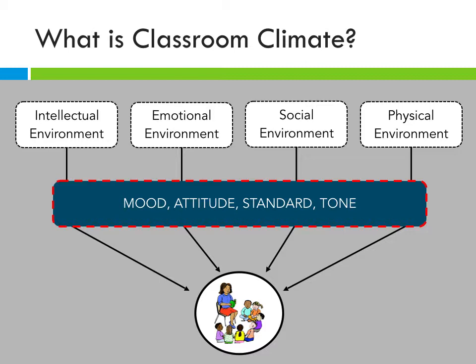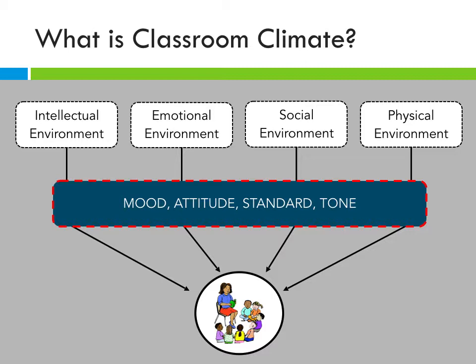Next is the social environment, and this is twofold. It looks at how the learners in your class interact. Do you have a no bullying policy and encourage kind relationships and promote positive peer relationships in your classroom? And do you yourself try to connect with your learners?